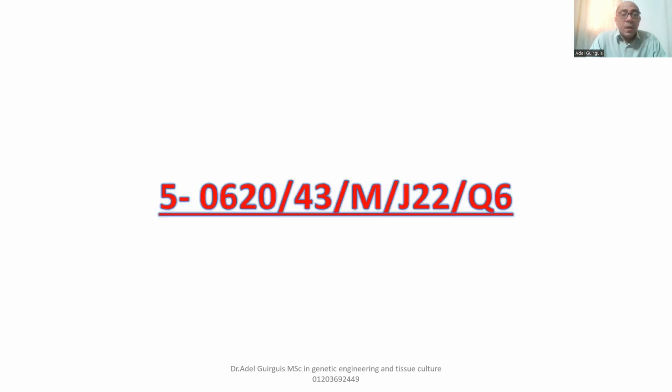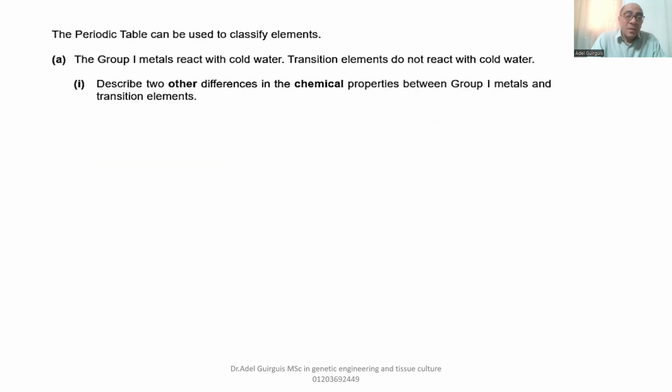Let's start the second question. Question number 5 from exam 43, May/June 22, question number 6. The periodic table can be used to classify elements. Yes, the group 1 metals react with cold water. The transition elements do not react with cold water. Describe 2 other differences in the chemical properties between group 1 metals and transition elements.